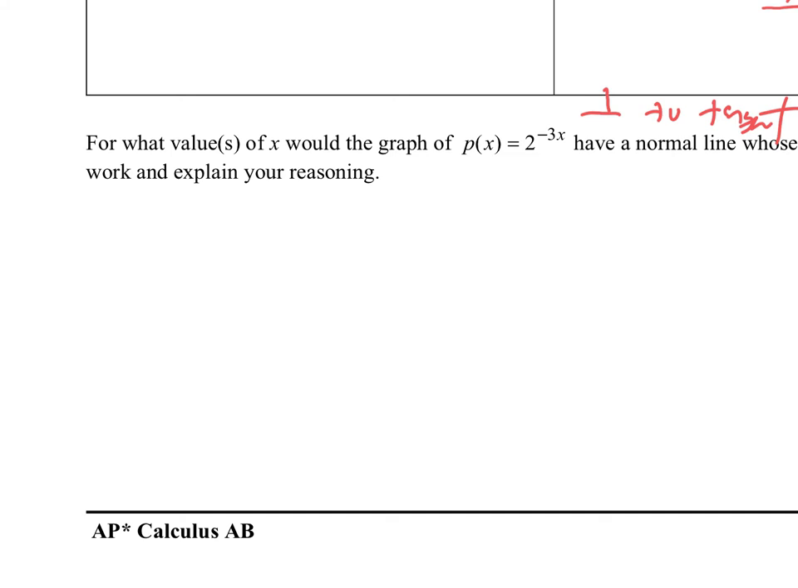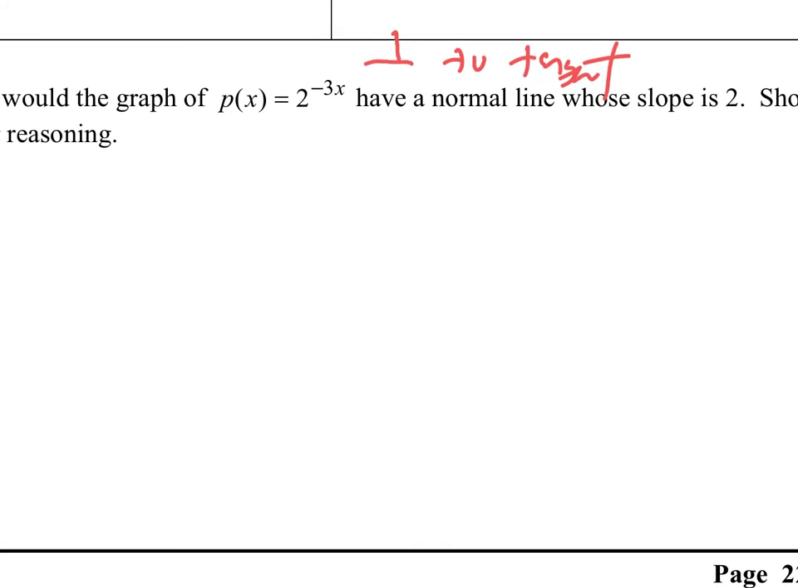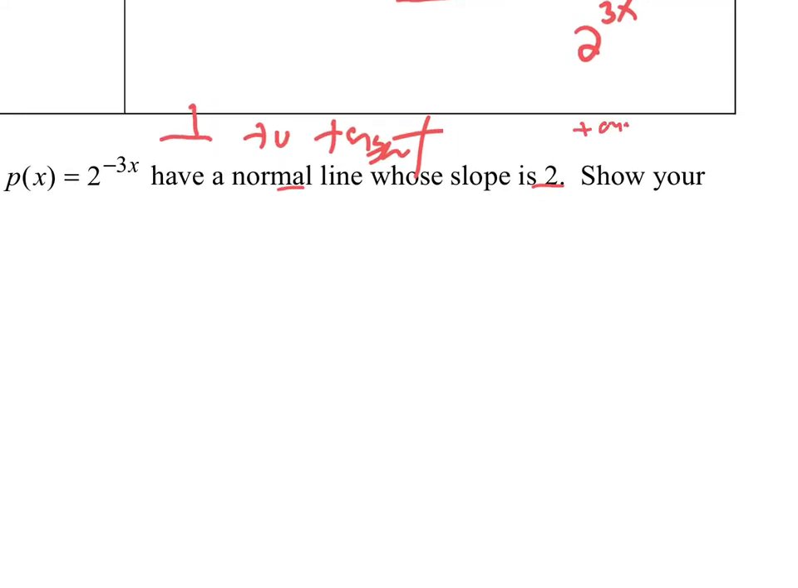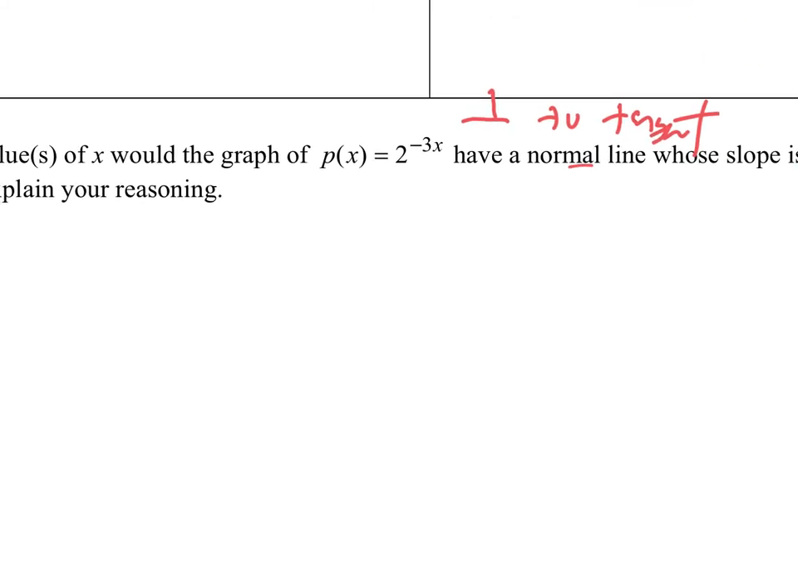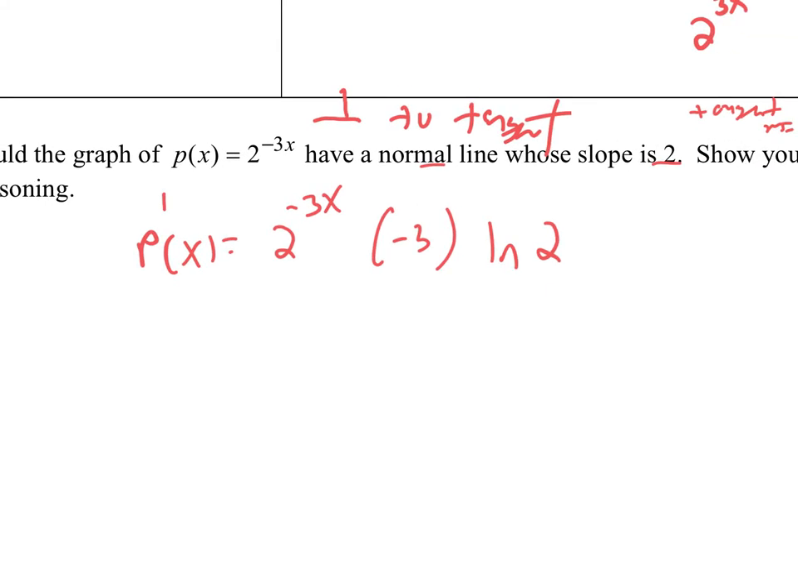Let's see, how's that going to be? By the way, he wants the slope of the normal whose slope is 2. A normal slope is 2. That would mean that the tangent would have a slope of negative 1/2. So I need to do the derivative and set it equal to a negative half. That will be the place where the normal would have a slope of 2. So here it goes. P prime of x is going to be 2 to the negative 3x times negative 3 times natural log of 2. I need to set this equal. I need this slope to be a negative half.